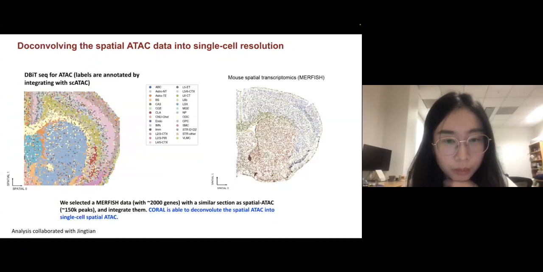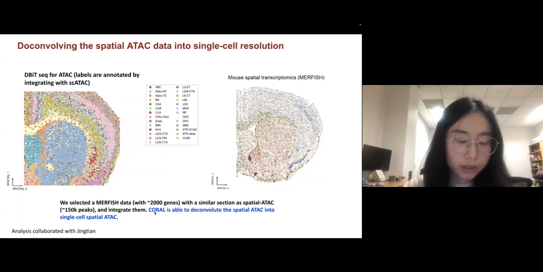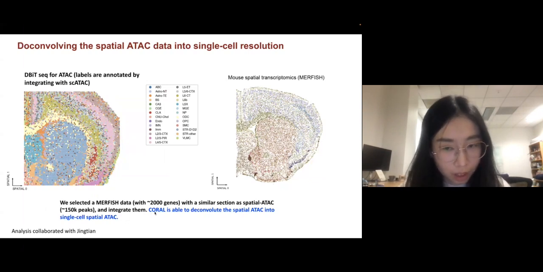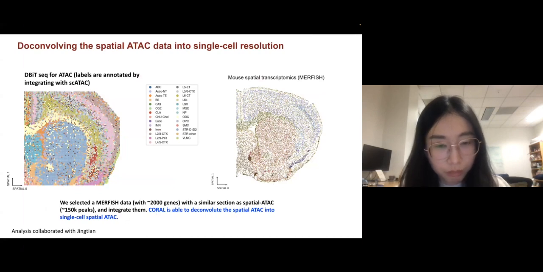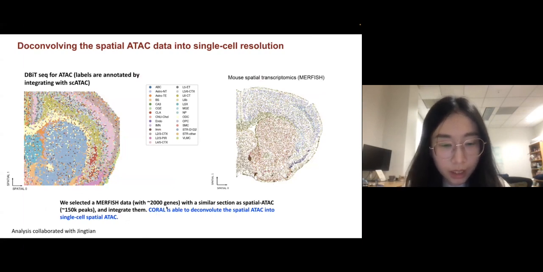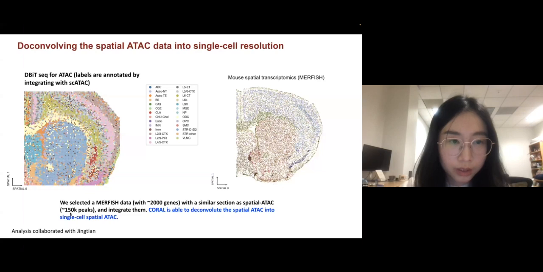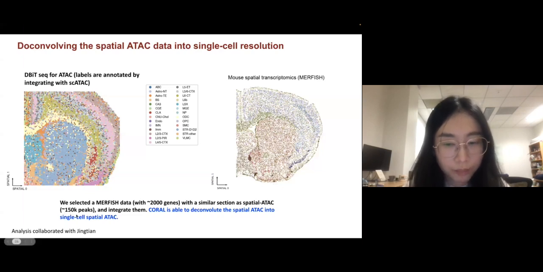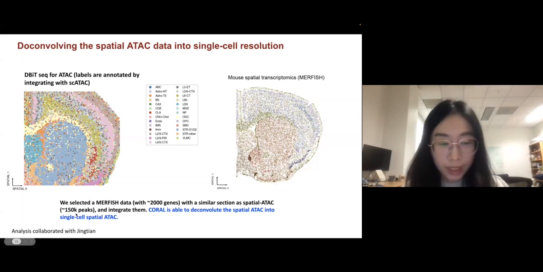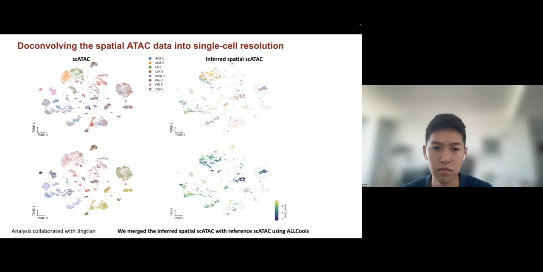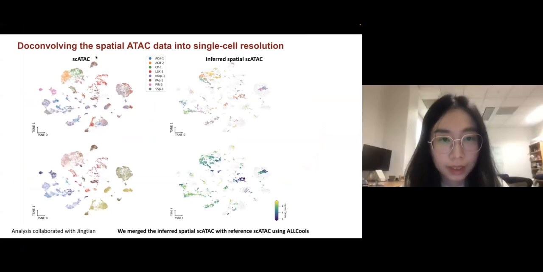Yeah. So the major thing is we first confirm that the convolution of Coral is able to achieve biologically meaningful single-cell ATAC-seq. And I would say this model is very powerful, because with the Poisson distribution we usually use to model single-cell ATAC-seq, we're able to recover or deconvolve into like 150K peaks here. And then we integrate it with the real single-cell ATAC-seq data.